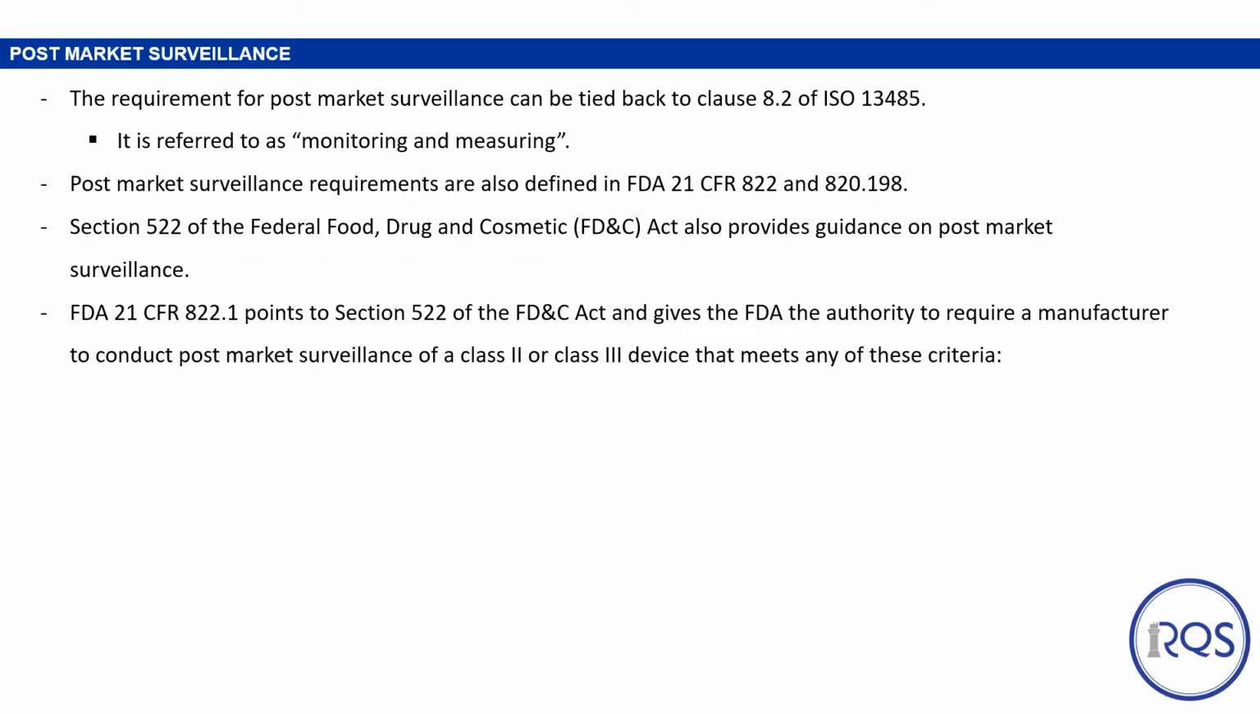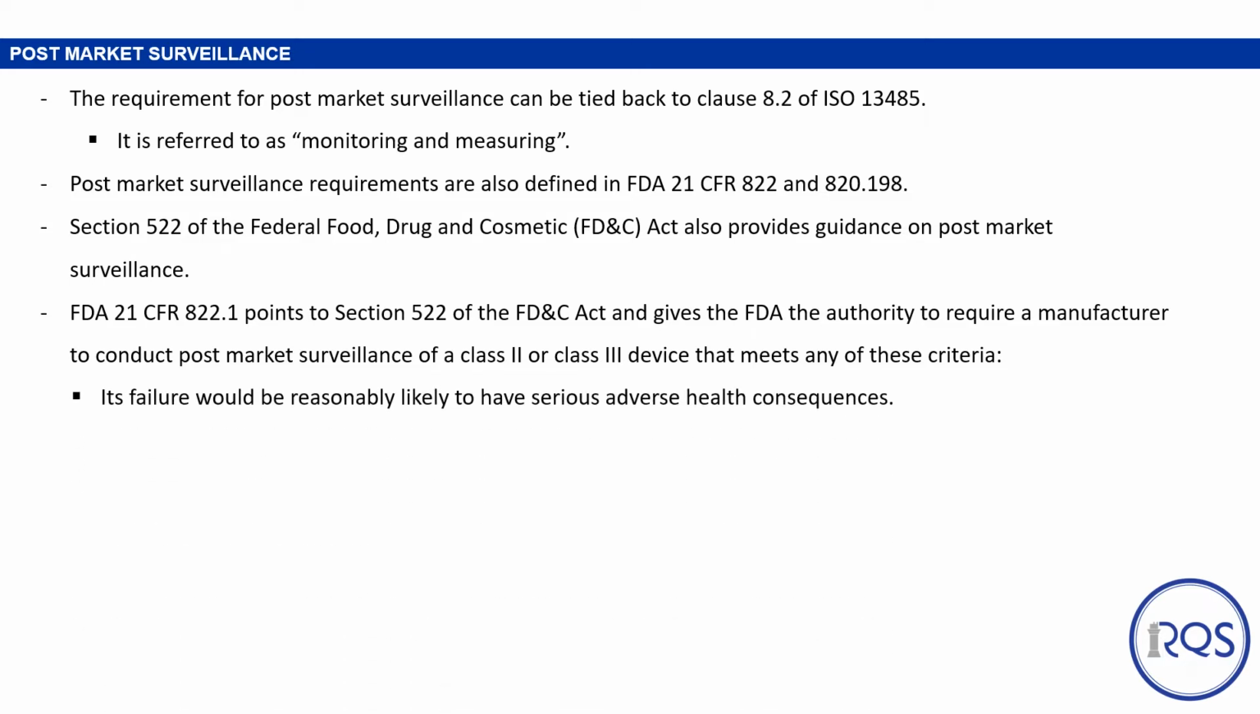The requirement for post-market surveillance can be tied back to Clause 8.2 of ISO 13485, also referred to as monitoring and measuring. Post-market surveillance requirements are also defined in 21 CFR Part 822 and Part 820.198. Section 522 of the FD&C Act also provides guidance on post-market surveillance. And 21 CFR Part 822.1 points to this section and gives the FDA the authority to require a manufacturer to conduct post-market surveillance of a Class 2 or 3 device that meets any of the following criteria.